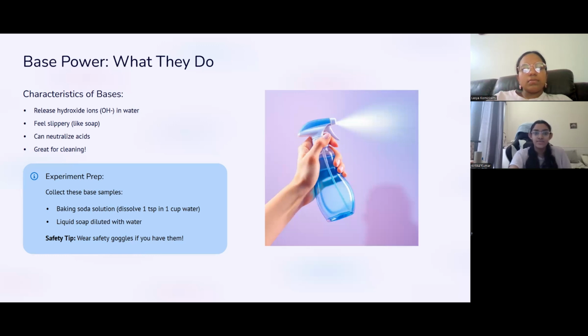So just add water in liquid soap. That's how you dilute anything. You add water to it. And remember, this is a safety tip, but it's optional: you can wear safety goggles if you have them. I'm not saying you have to go and buy them just to mix baking soda and water, but just in case.